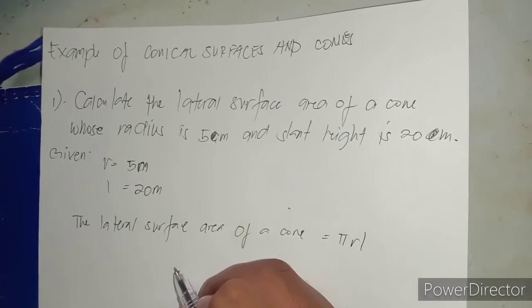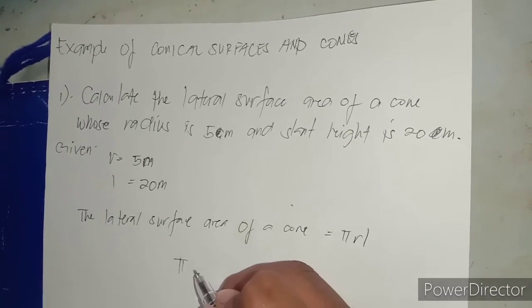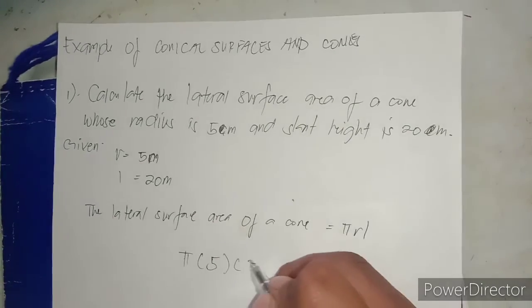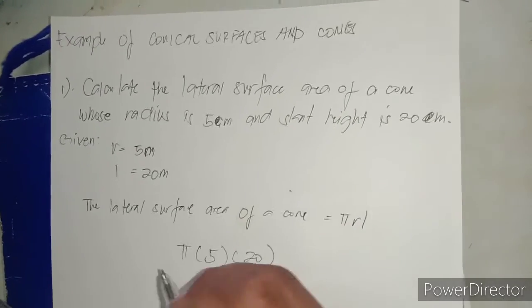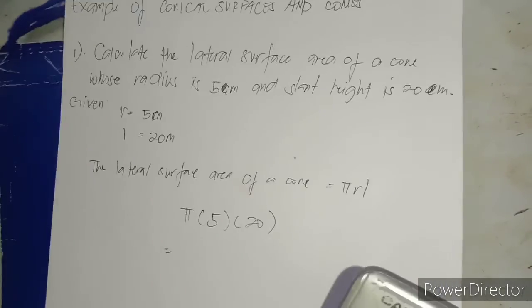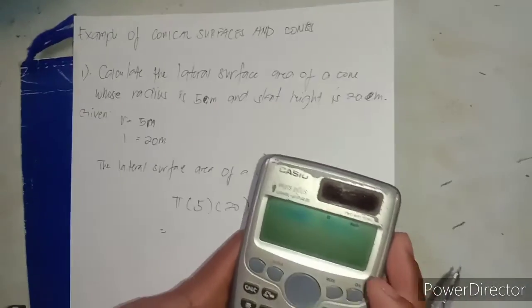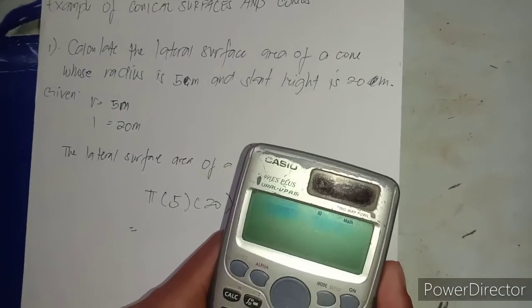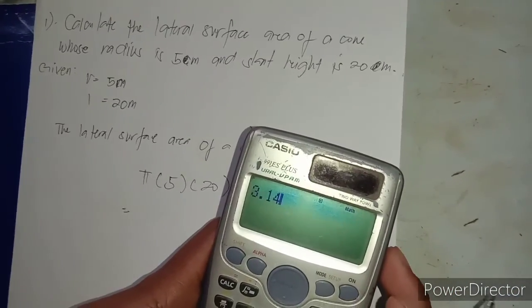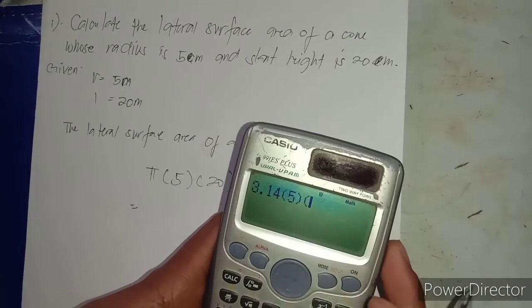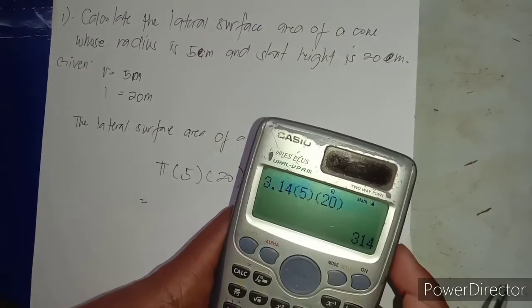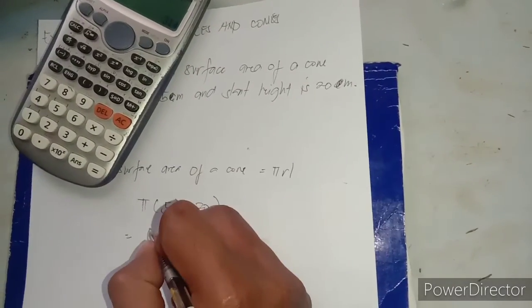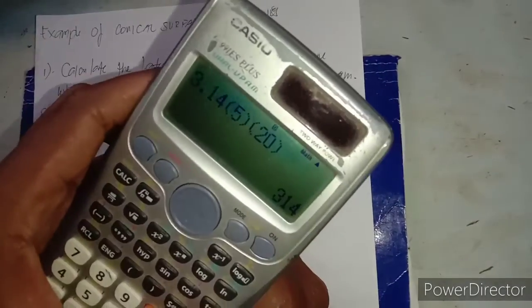So pi times 5 times 20. The equivalent value of pi is 3.14. So 3.14 times 5 times 20. The answer is 3.14.